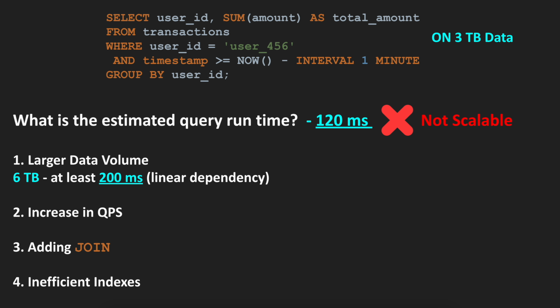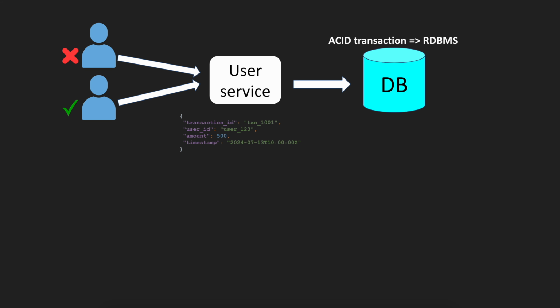And the next one is inefficient indexes. As we grow our tables, our indexes may also become inefficient. All this will affect our query runtime. So we cannot use this query to send a notification to a user. So what would be the other approach? How can we change this architecture to solve this problem?